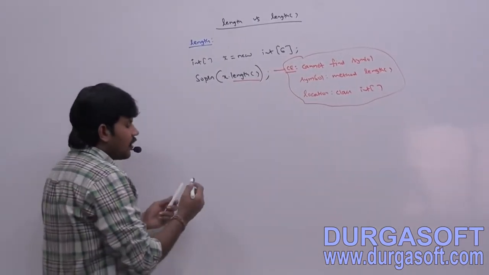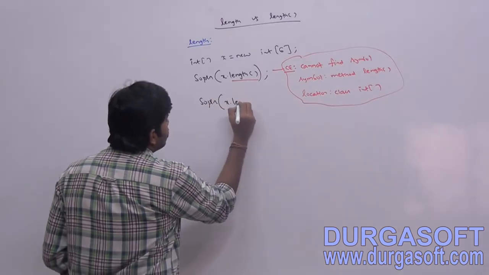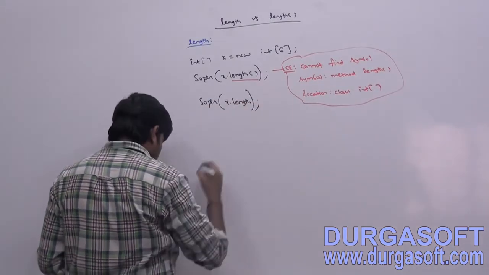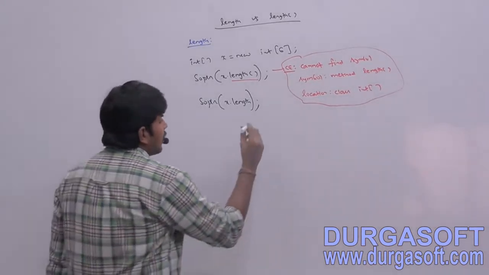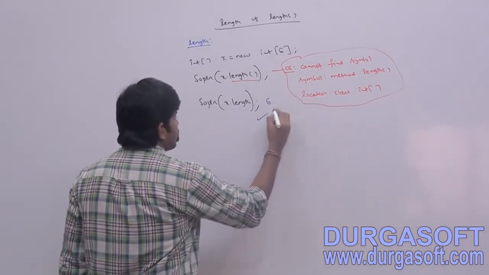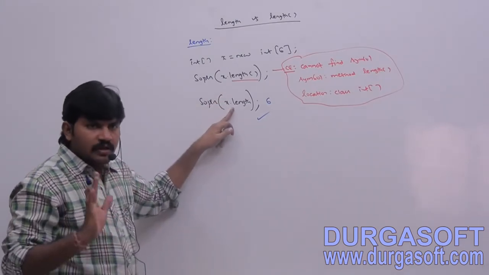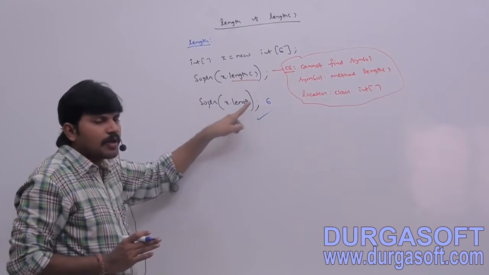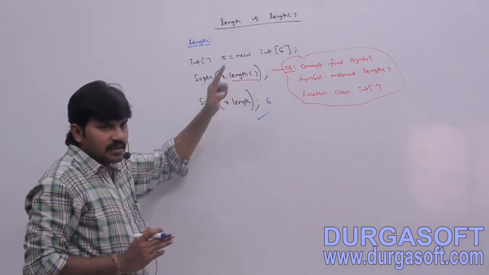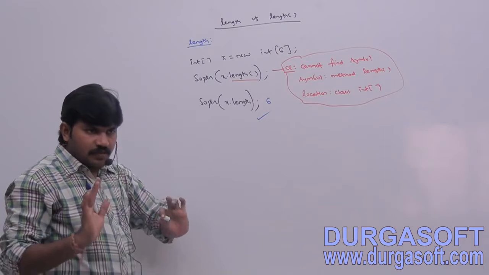Sir, this time I am taking System.out.println of x dot length. Can you tell what the answer is now? SOP of x dot length. What answer are we going to get? 6 by default. So length is a variable applicable for arrays. Length variable represents the size of the array. So what about the length method? We will discuss it.